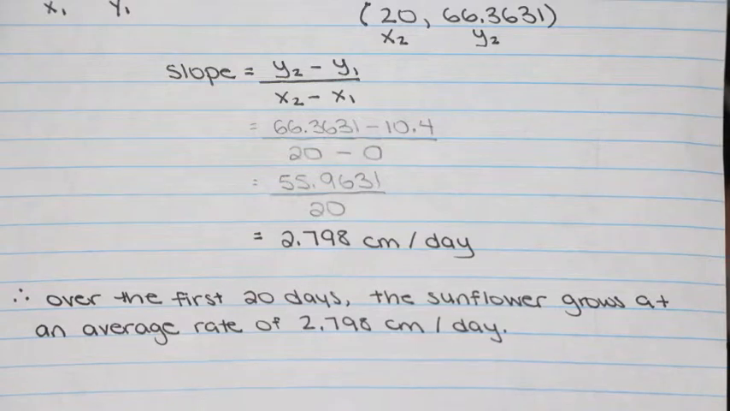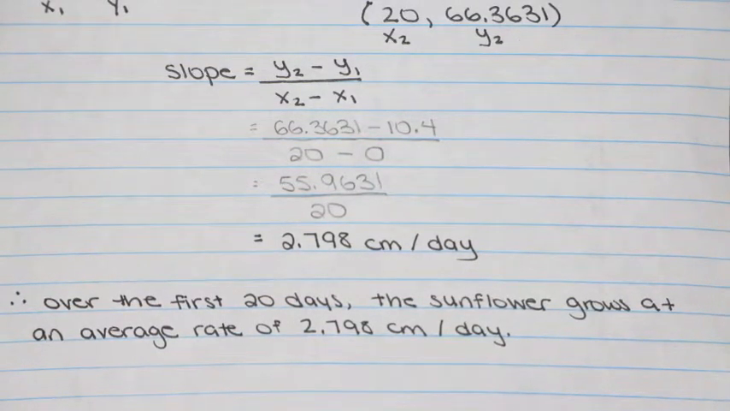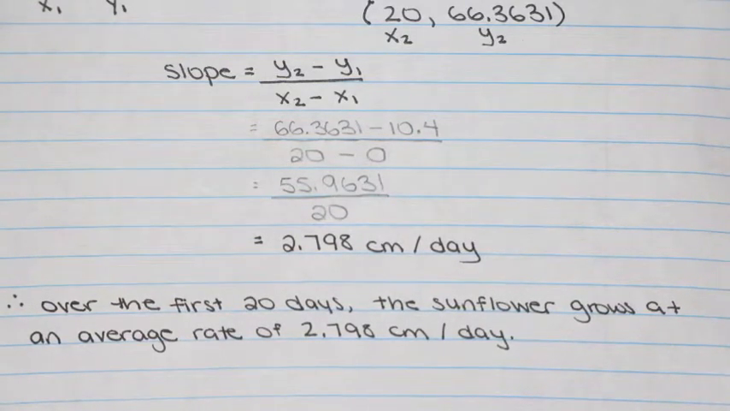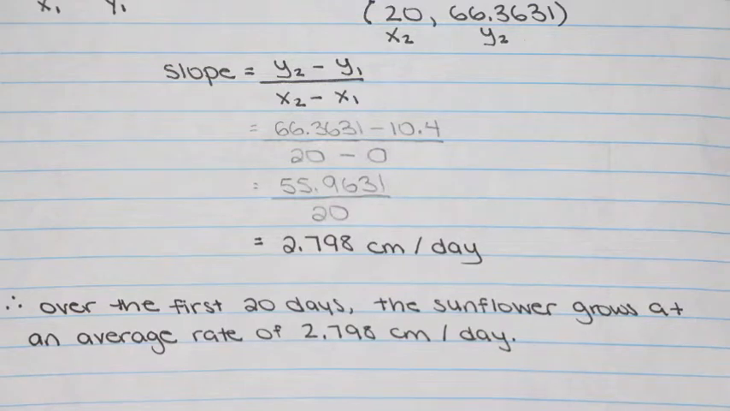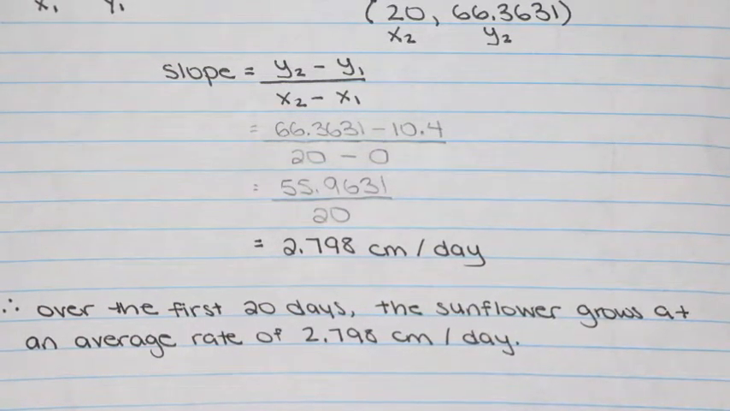Since this is an application type question, a sentence answer is necessary. A good sentence answer tells what the solution is and explains what it means. For example, "Therefore, over the first 20 days, the sunflower grows at an average rate of 2.798 centimeters per day" is a good sentence. You have now completed Part A.